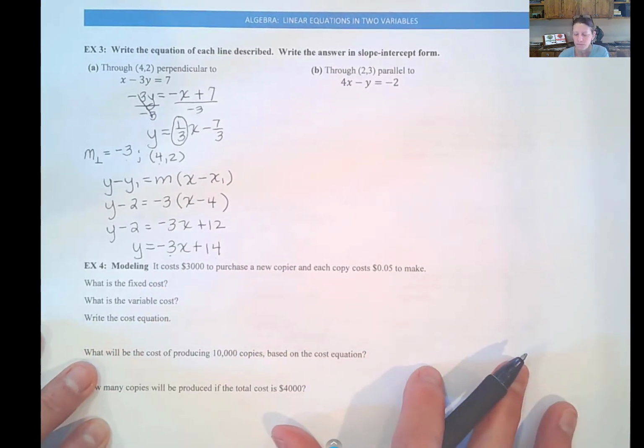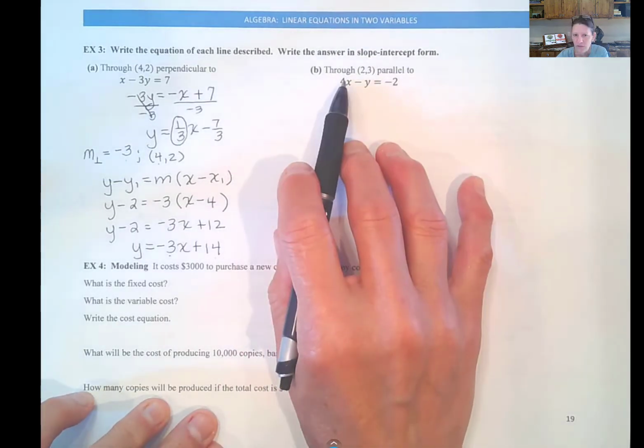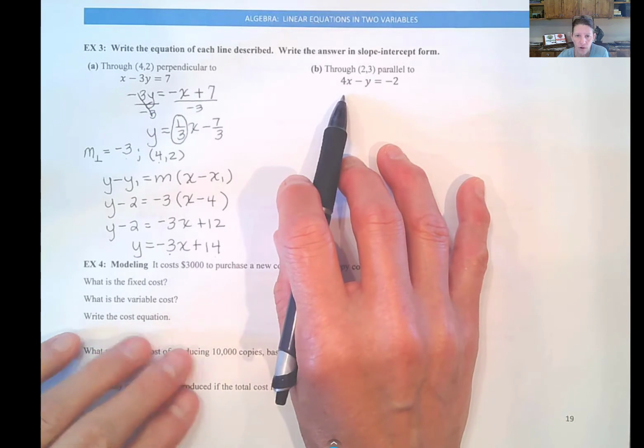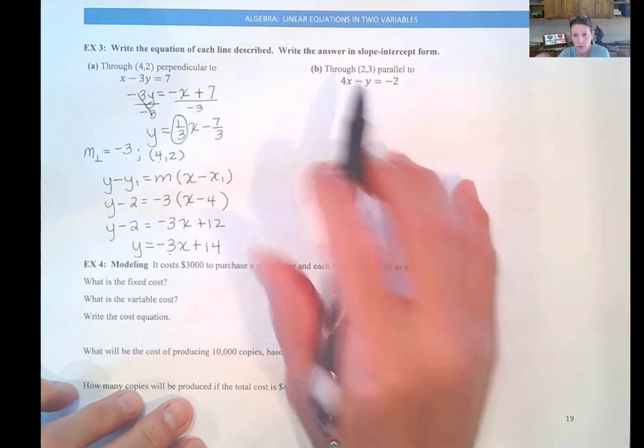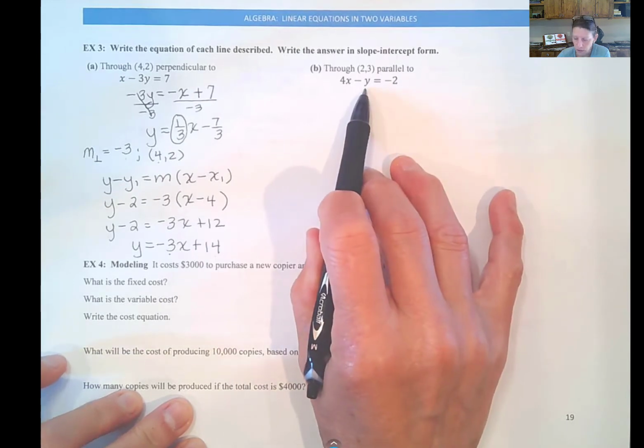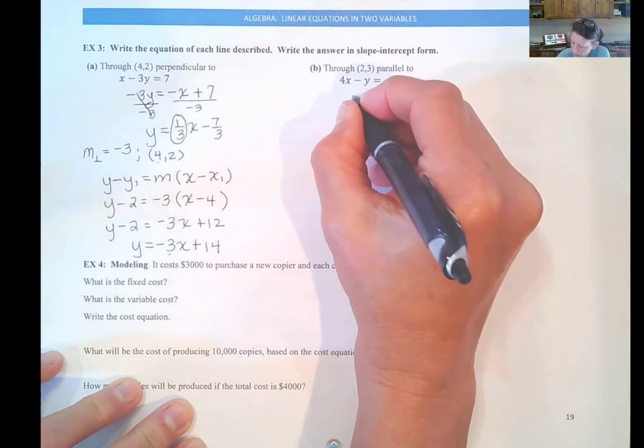Now in part B, we'll write the equation of the line through (2, 3) that's parallel to 4x minus y equal -2. So similar process here. We're going to solve this equation for y.